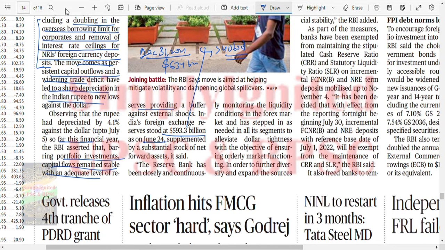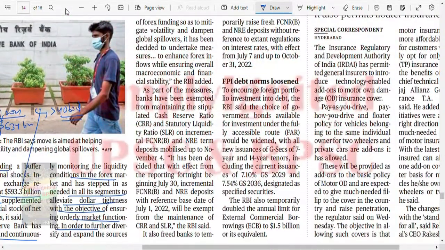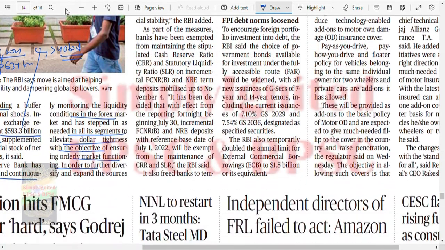The Reserve Bank has been closely and continuously monitoring the liquidity condition in the forex market and stepped in as needed in all segments to alleviate dollar tightness, with the objective of ensuring orderly market functioning, in order to further diversify and expand the sources of forex funding so as to mitigate volatility and dampen global spillover. It has been decided to undertake measures to enhance forex inflows while ensuring overall macroeconomic and financial stability. The RBI added that, as part of the measures, banks have been exempted from maintaining the stipulated CRR and SLR on the increment in FCNR(B), which is a type of account, and NRE term deposits mobilized up to November 4.